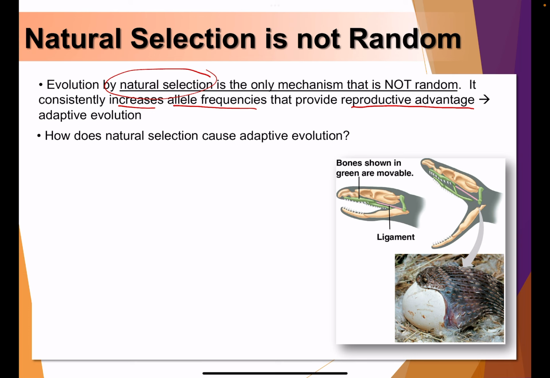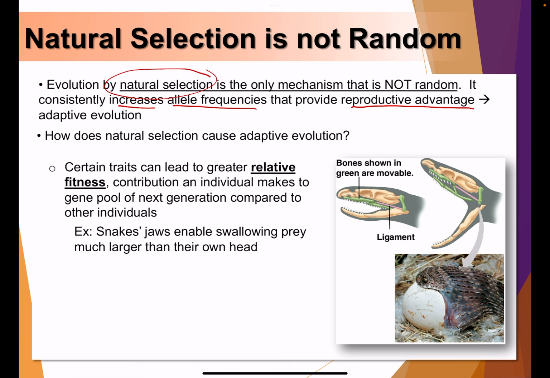So how does natural selection cause adaptive evolution? Well, first, certain traits can lead to greater relative fitness. We're not talking about fitness in the sense of going to the gym, but about traits within a population that help the species survive in a particular environment. This relative fitness determines an individual's contribution to the gene pool of the next generation compared to other individuals.